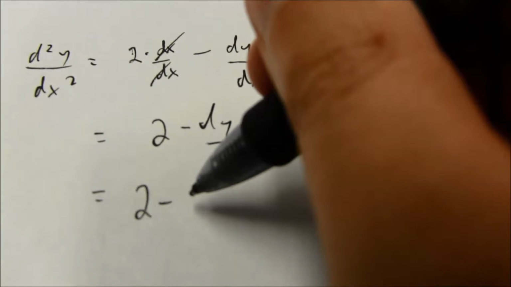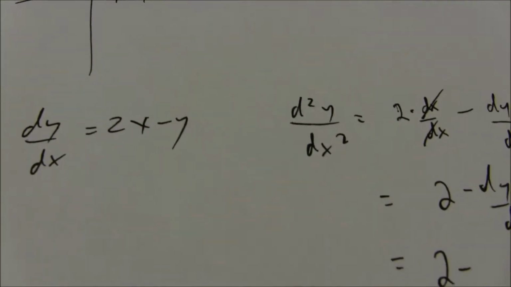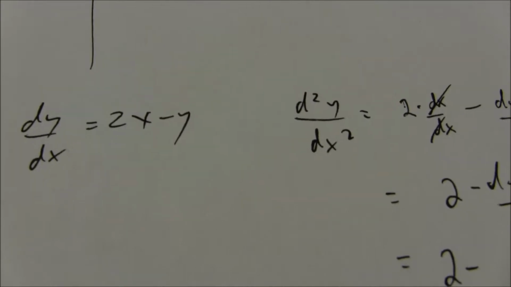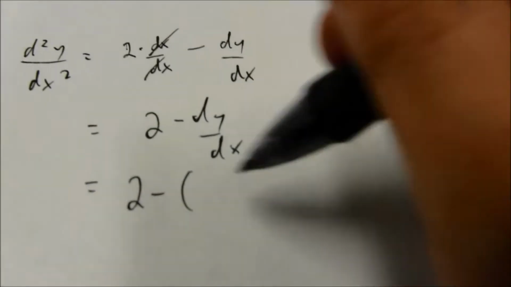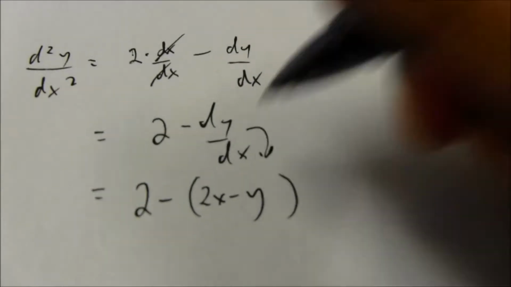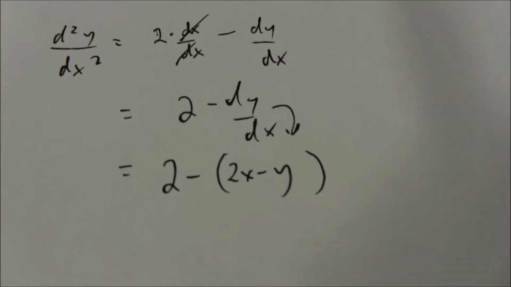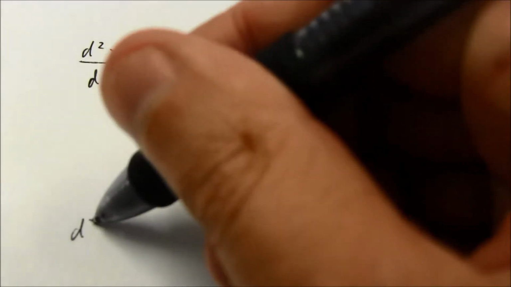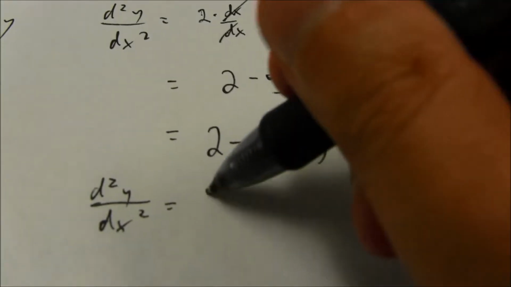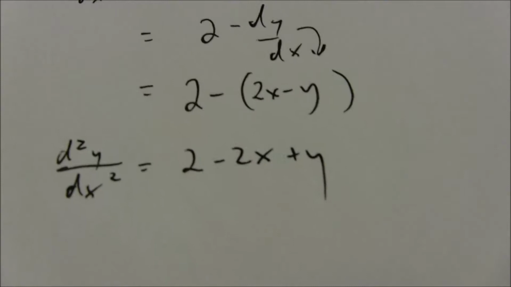Really I can take 2 minus the original dy dx equation, which was 2x minus y. I can substitute that in place of dy dx. So make sure you have parentheses there. 2x minus y is going to go in place of the dy dx. You can simplify it or not. If you want to simplify it, you could say that d squared y dx squared is equal to 2 minus 2x plus y, if you really want to.